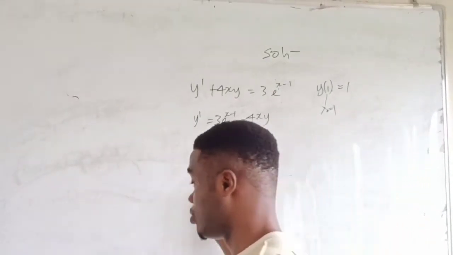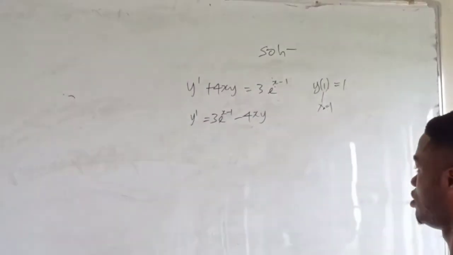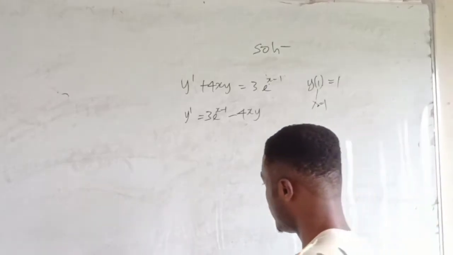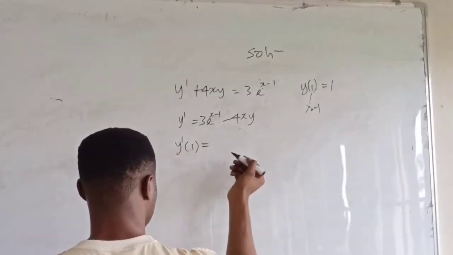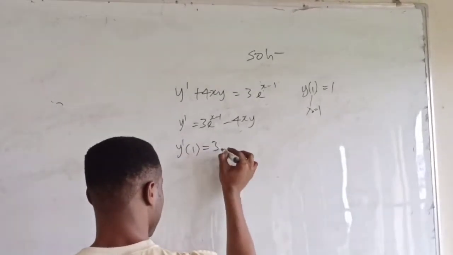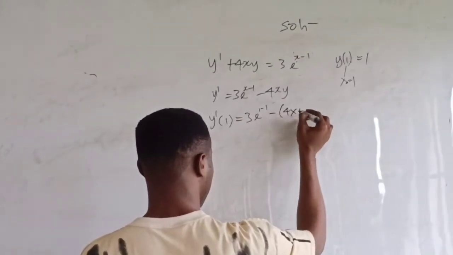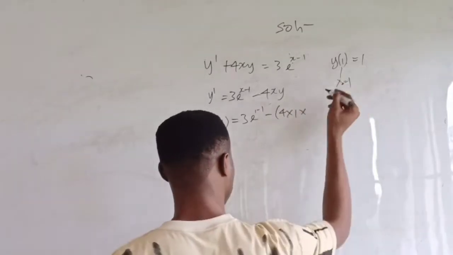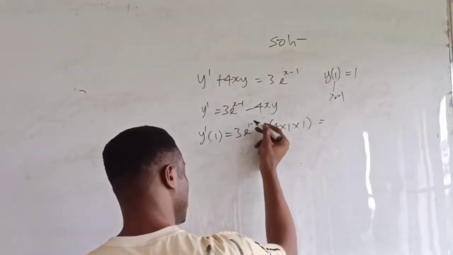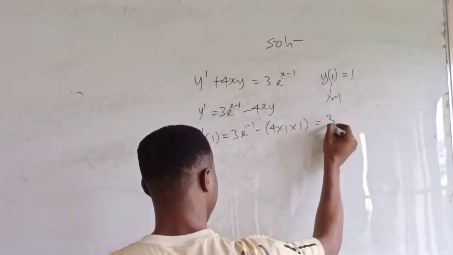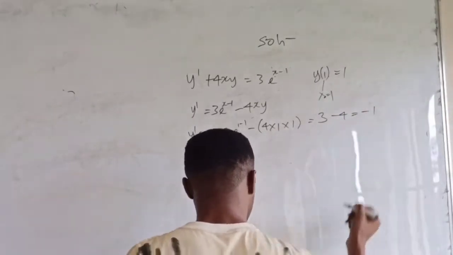The next thing I'm going to do is substitute the initial condition into the equation we've gotten. Substituting gives us y prime of 1 equals 3 exponential of (1 minus 1) minus 4 times 1 times the value of our y, which is also 1. So 1 minus 1 is 0, the exponential of 0 is 1. This gives us 3 minus 4, which gives us negative 1.